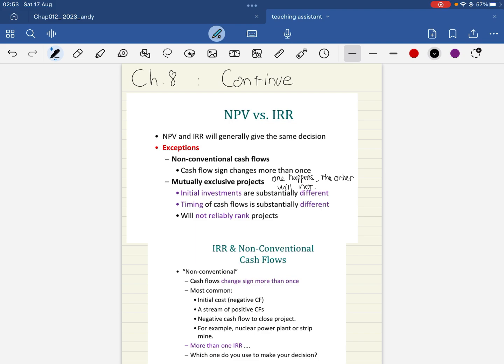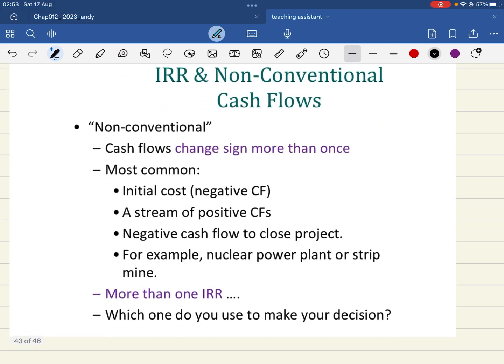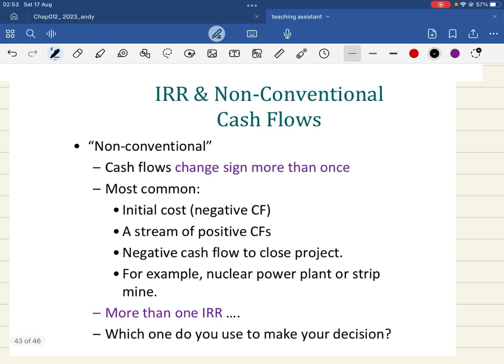In other words, if initial investments are substantially different, or the timing of cash flows is substantially different, IRR will not reliably rank the projects. So non-conventional cash flow changes sign more than once. The most common case is that the initial cost will be negative because you take the money out of your own pocket. There will be a stream of positive cash flow in the future. However, at the end of the project, there's a negative cash flow. So for example, a nuclear power plant or strip mine.